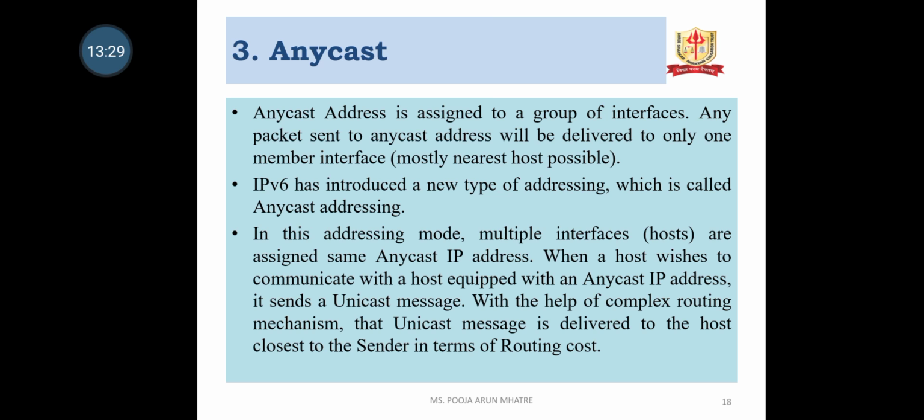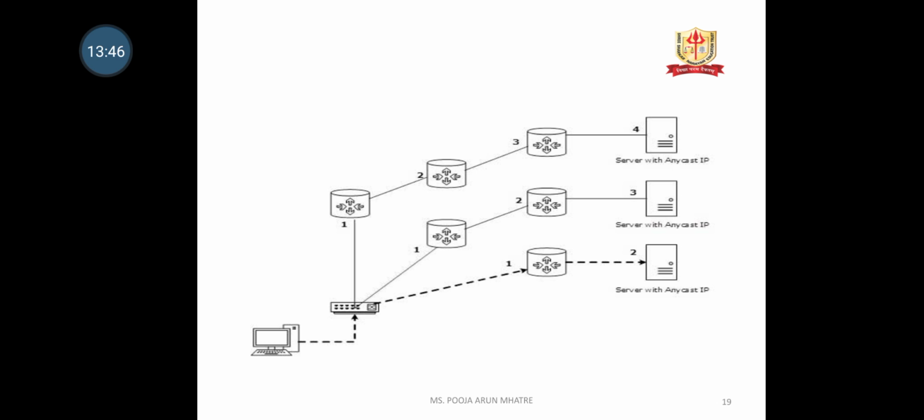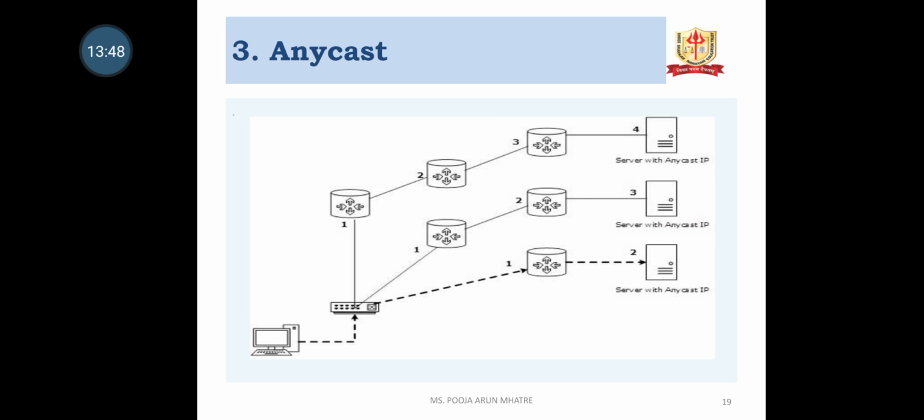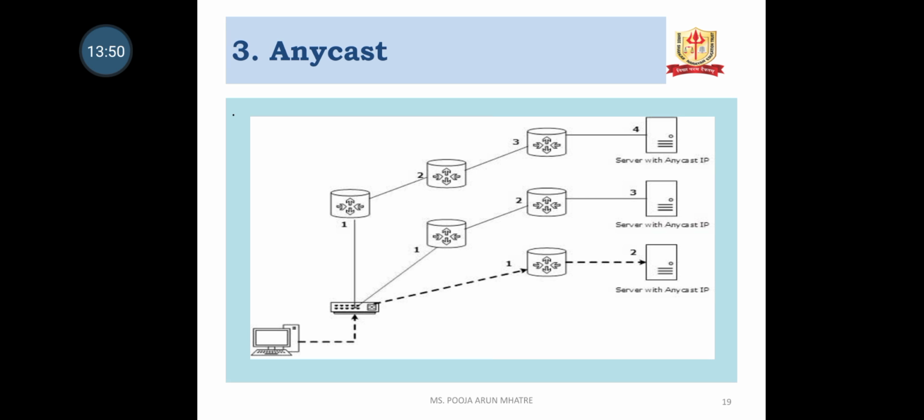When a host wishes to communicate with a host equipped with an anycast IP address, it sends a unicast message. With the help of a complex routing mechanism, that unicast message is delivered to the host closest to the sender in terms of routing cost. Figure showing the IPv6 anycast addressing.